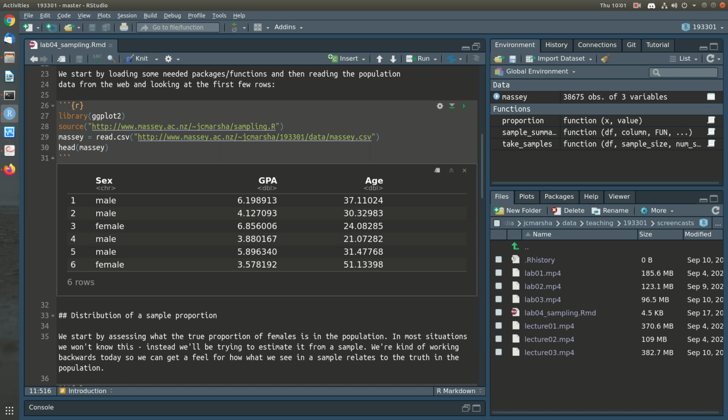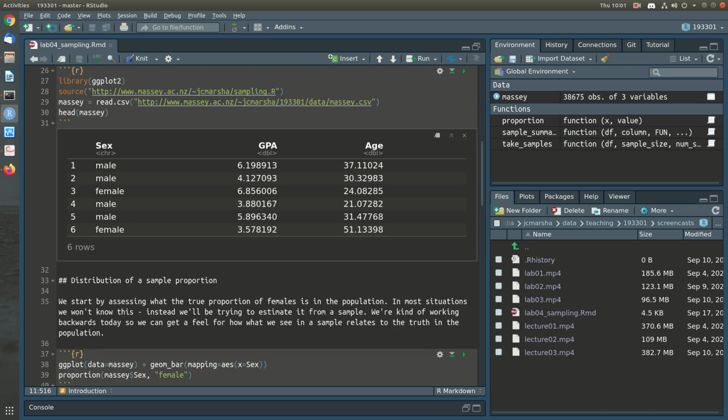You can see that this has been rounded completely insanely. We think this person is 37.11024 years old, and that might give you a hint that perhaps this is synthetic data. This isn't the real data. Massey doesn't give me the GPA of every student, so this is synthetic data that I've created to be hopefully somewhat representative of what the age distribution might look like at Massey, but it's not going to be exact, because it's not the real data. But nonetheless, we've got a population. And we're going to look at how that population is distributed.